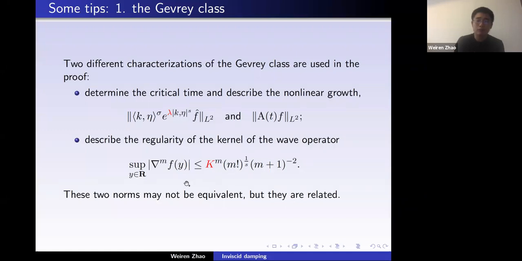So these two norms are not equivalent, but they are related. If you make this k larger and make this lambda smaller, then you can embed this space into this space. If you make this lambda larger, then this space becomes smaller, and you make this k smaller, you make this space smaller, then you can embed this space into this space. So these two are related, but they are not equivalent.